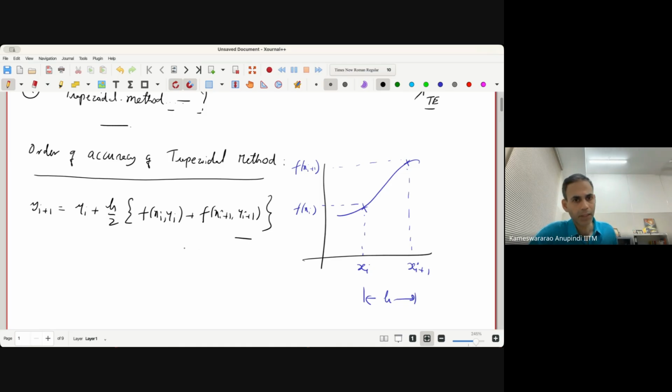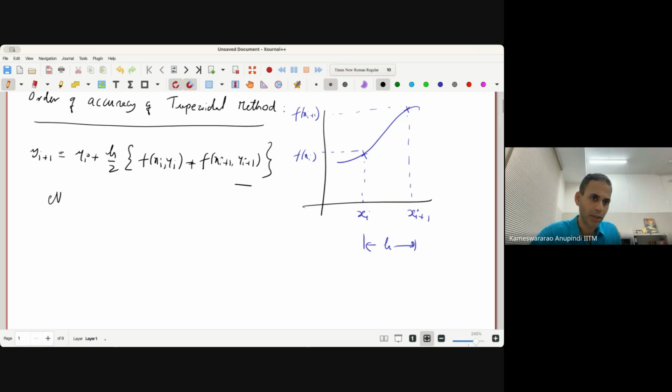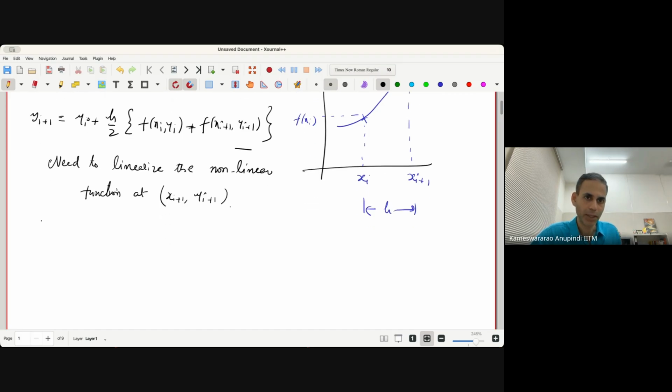Of course, because f in general is a nonlinear function, we have to linearize in the trapezoidal method. But we don't have to do that at the moment because for the sake of calculating the order of accuracy, we can still use f of x_{i+1}, y_{i+1}. Otherwise, we need to linearize the nonlinear function at x_{i+1}, y_{i+1}. Fine. Then let us look at this value.